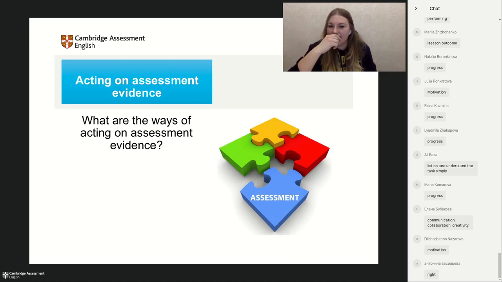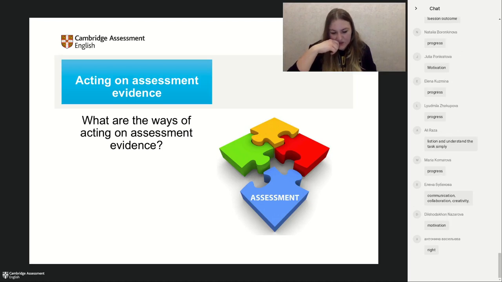What are the ways of acting on assessment evidence? So what do you think? How can we teachers act? What can we do?